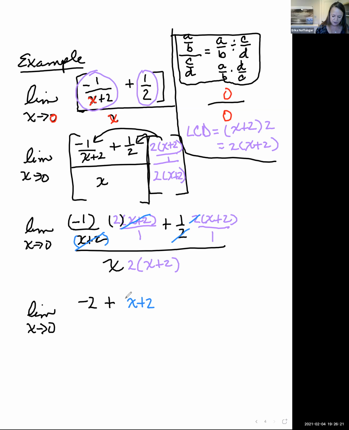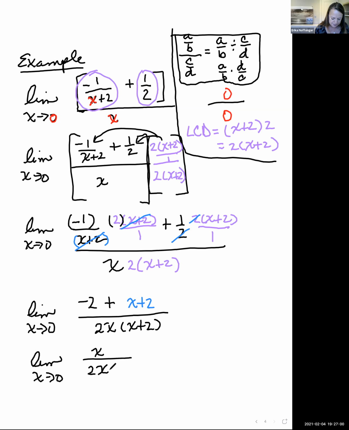If there was a number out here, I would have to distribute. I don't have a number out there, and this is plus, so I could technically drop these parentheses right now if I want. The trick here is actually not to expand the denominator in our case. If we do, we're going to have to go back and factor it later, so we'd have to undo what we did. So I'm going to rewrite this as 2x times x plus 2. Let's simplify our numerator by combining like terms. I have -2 plus x plus 2, and -2 and 2 cancel. So we're just left with x in the numerator, all over 2 times x times the quantity x plus 2.